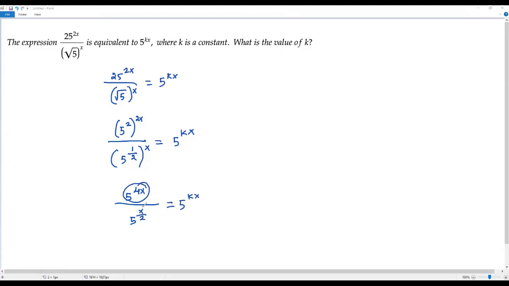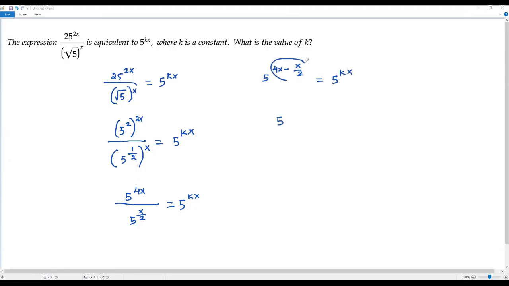Okay, here we divide two powers with the same base. Whenever we divide two powers with the same base, we can keep the base as it is and subtract the exponents using the quotient rule of exponents. So that is 4x minus x over 2. On the right side, we can write the same thing as it is, that is 5 to the power of kx.